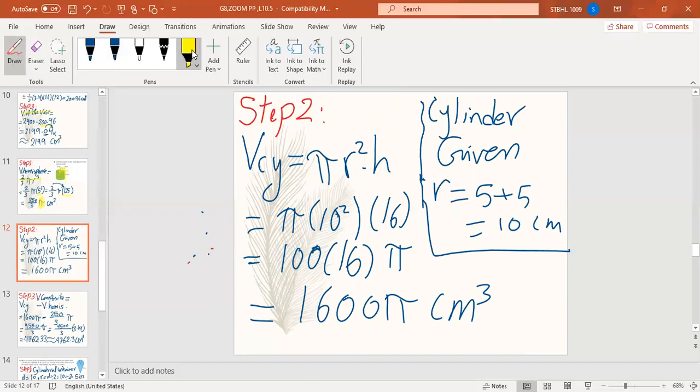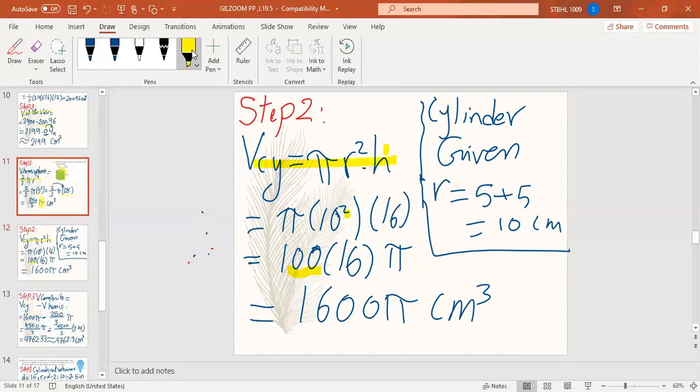Let's substitute in the formula. Volume of cylinder equals pi r squared times h. R squared here, r is 10, h is 16, and 10 squared is 10 times 10, which is 100. So I'll multiply 100 times 16, 1,600 pi cubic centimeter. This is the volume of the cylinder.